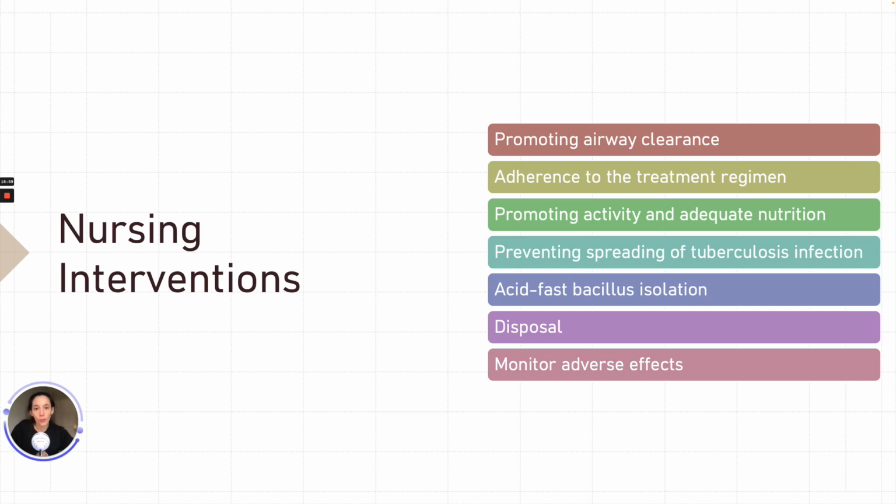We also want to look at acid-fast bacillus isolation. So we will initiate these immediately, which includes the use of a private room with negative pressure in relation to surrounding areas and a minimum of 6 air changes per hour. For disposal, we will place a covered trash can nearby or a linen bag at the side of the bed to dispose of tissues, and we're monitoring for adverse effects of medications.